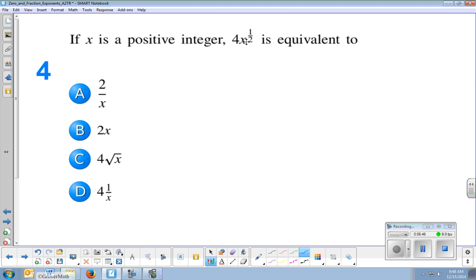If x is a positive integer, 4x to the 1/2 is equivalent to what? Again, parentheses are huge. This is not 4x in parentheses to the 1/2. The 1/2 exponent here is only being applied to the x because there is no parentheses around 4x. So that means it's 4 times this piece. And 1/2, well, you know the bottom means root, and because it's a 2, that's going to mean square root. And the 1 on top means raised to the first, which we know doesn't really do anything. So an exponent of 1/2 also means square root. So it's 4 times the square root of x, which is choice C.